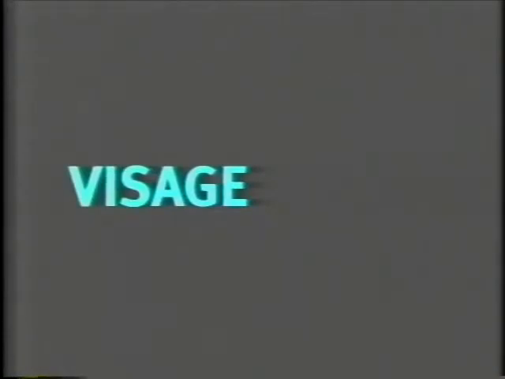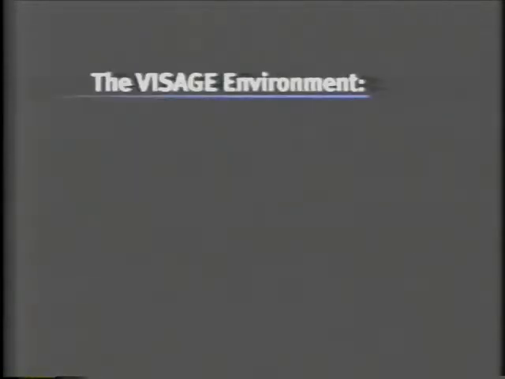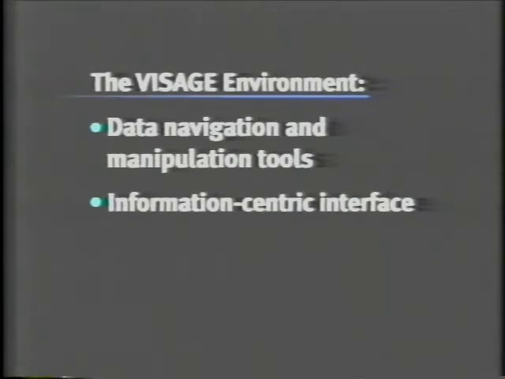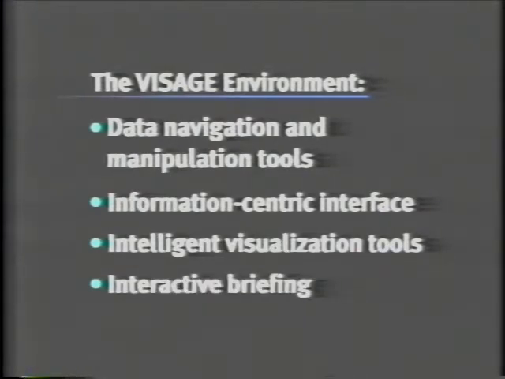Visage is a prototype user interface environment for exploring and visualizing information. It combines the web's data navigation interface, developed at Maya Design Group, and the SAGE Intelligent Visualization Project at Carnegie Mellon University. The Visage environment has four main components: a unique drill-down and roll-up data navigation technique, the information-centric drag-and-drop user interface paradigm, intelligent visualization tools that automatically create new graphics, and briefing features for highly interactive presentations.